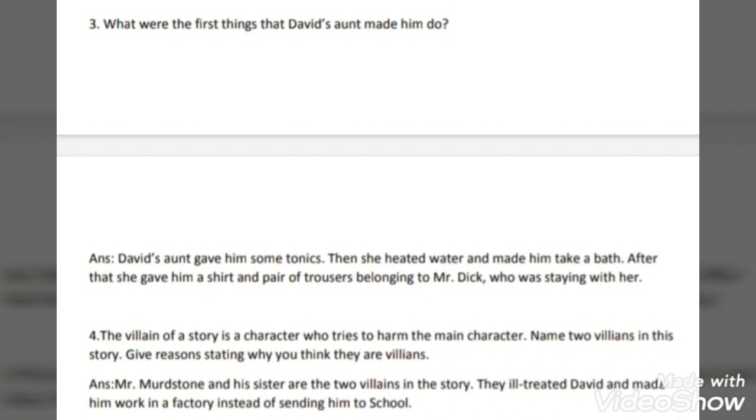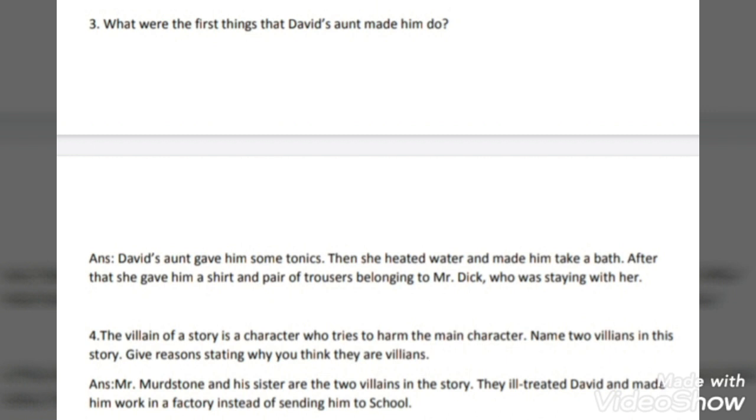The villain of a story is a character who tries to harm the main character. Name two villains in this story. Give reasons stating why you think they are villains. Answer number 5. Mr. Murdstone and his sister are the two villains in the story. They ill-treated David and made him work in a factory instead of sending him to school. Now come to question number 6.